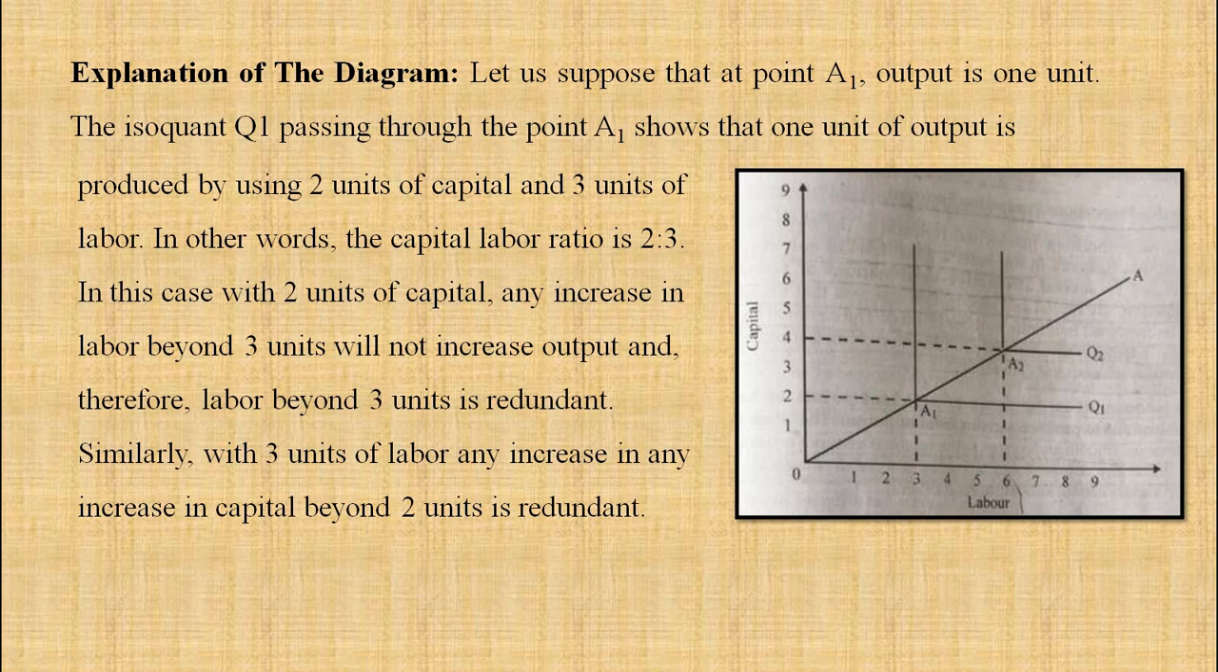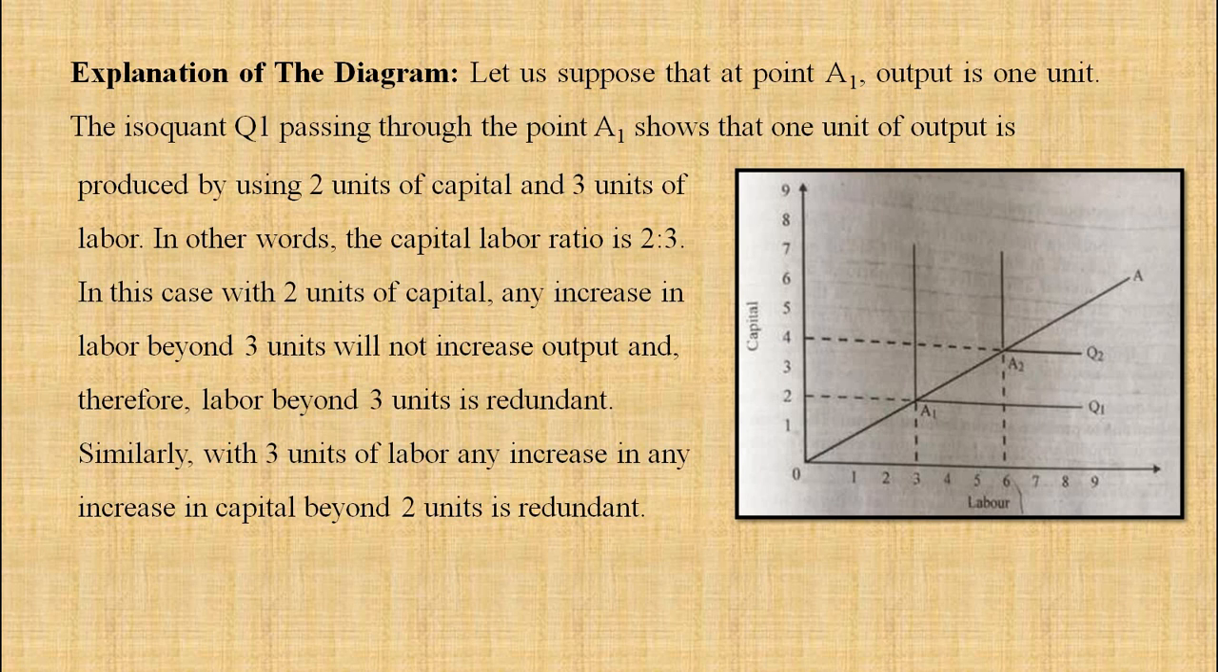The isoquant Q1 is passing through the point A1, shows 1 unit of output is produced by using 2 units of capital and 3 units of labor. In other words, capital labor ratio is 2:3. In this case, with 2 units of capital, any increase in labor beyond 3 units will not increase output, and therefore labor beyond 3 units is redundant.